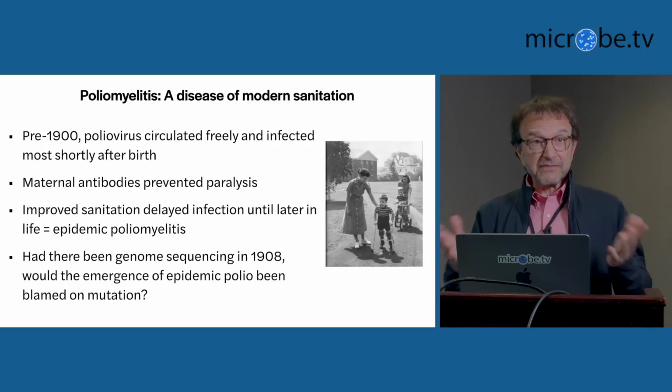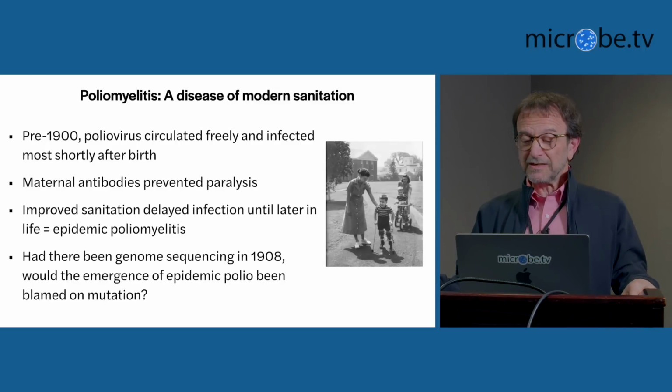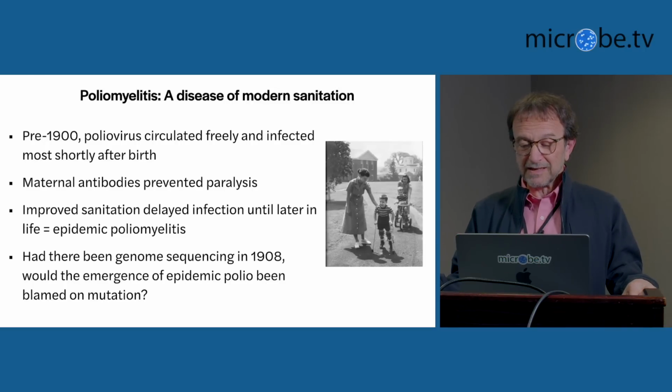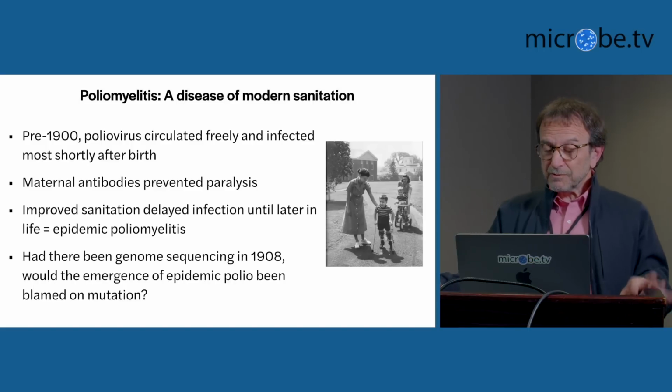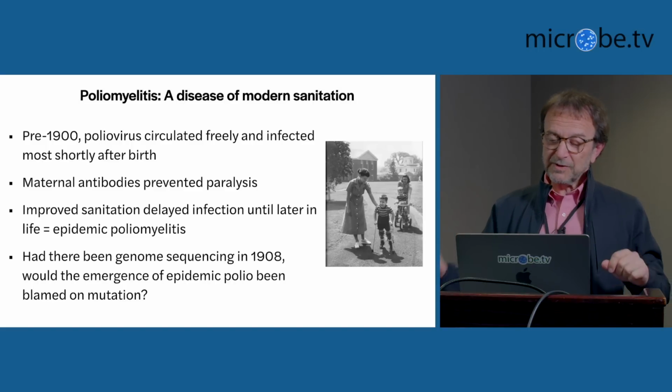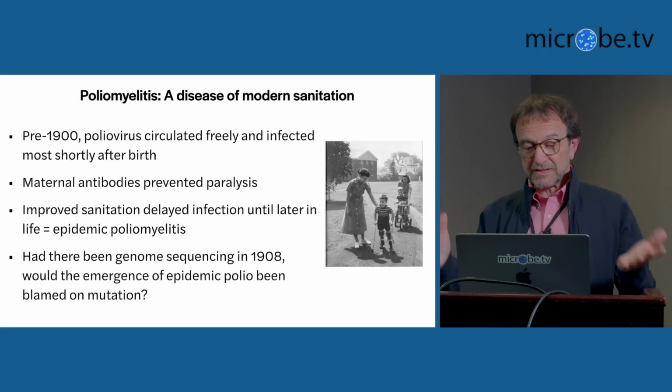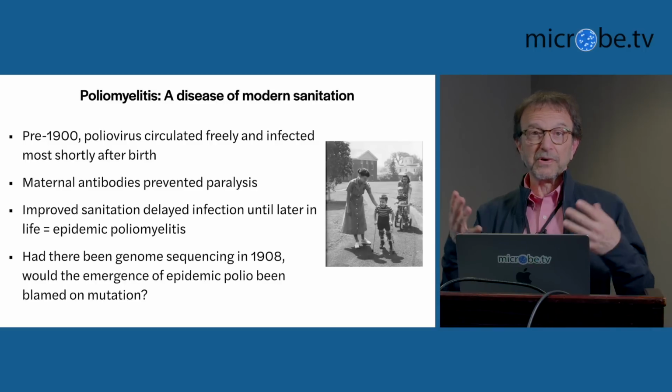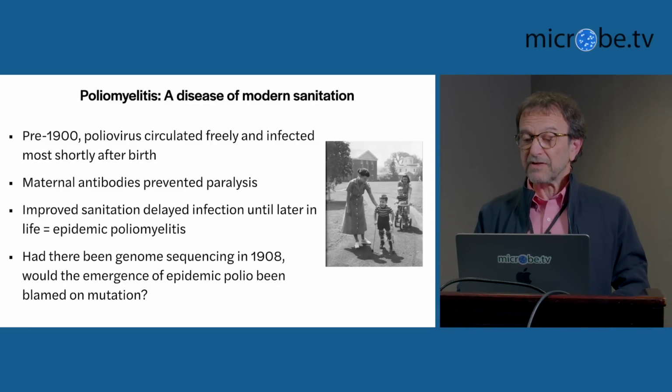The early years of life, of course, being protected by maternal antibodies, so babies would get infected, not develop paralysis. And then once the toilets are developed, we delay infection until there are now thousands and thousands of individuals who are now susceptible to infection. We have outbreaks of polio. So we call polio a disease of modern sanitation. I love to point this out and say, had we had genome sequencing in 1908, we would have blamed the emergence of epidemic polio on a mutation that we saw in the genome.